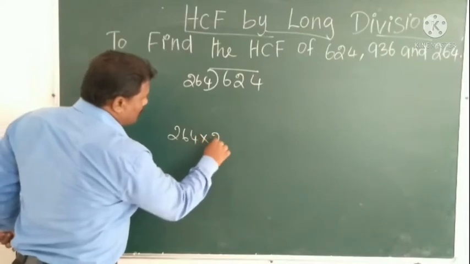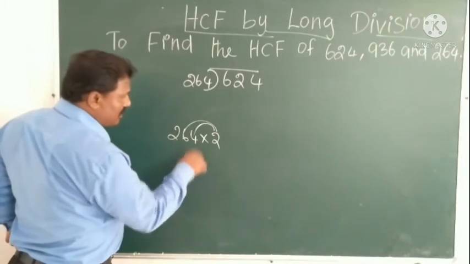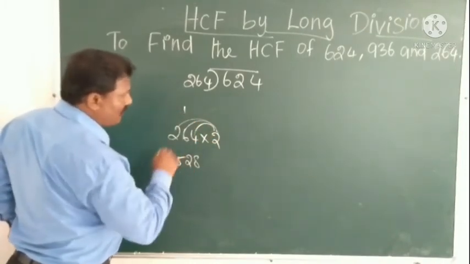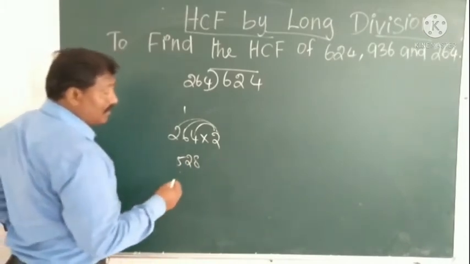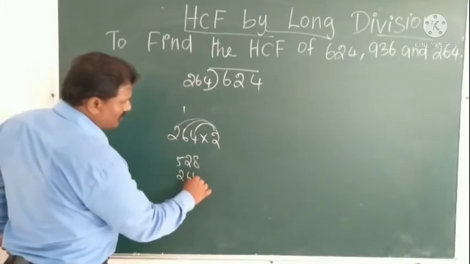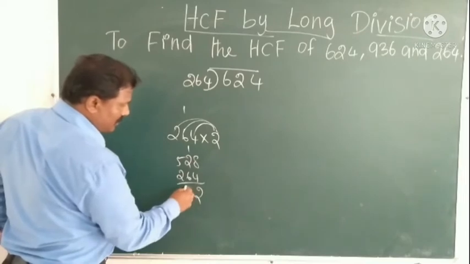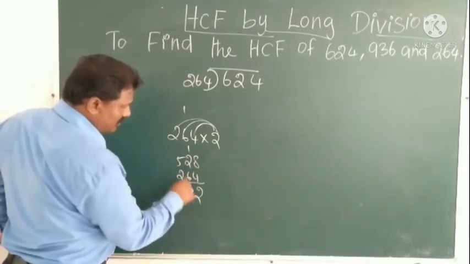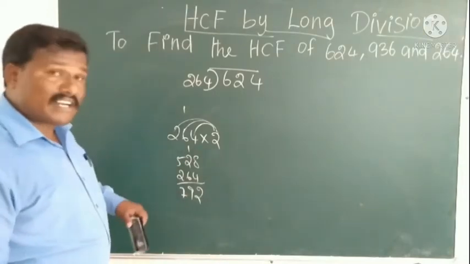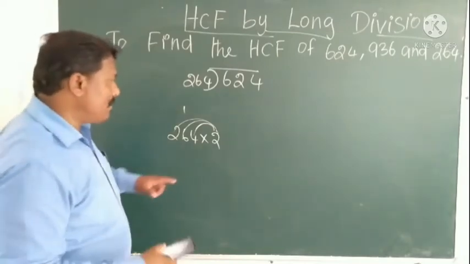264 into 2. 4 2s are 8. 6 2s are 12, remainder 1. 2 2s are 4, 4 plus 1 is 5. So 528. If you multiply by 3 times 264, it goes to 700 something. So we can't divide it by 3 times, but we can divide by 2 times.